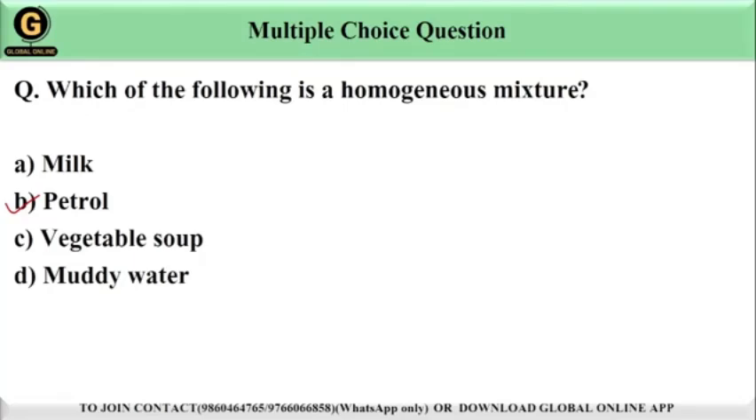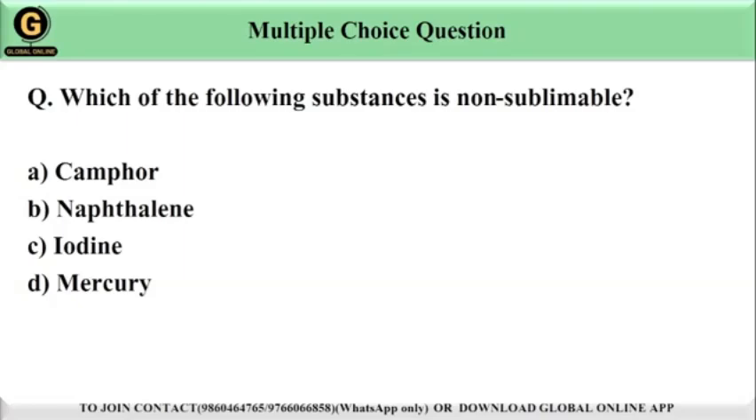Next question is, which of the following substances is non-sublimable? We have options here. A, camphor. B, naphthalene. C, iodine. And D, mercury. Guys, the correct answer will be option D, mercury, because sublimation is the process where a substance transitions directly from solid to gas without becoming liquid. Mercury does not undergo sublimation. It exists as a liquid at room temperature and transitions to gas upon heating. Camphor, naphthalene and iodine are all sublimable solids. That's why option D, mercury, is the correct answer here.